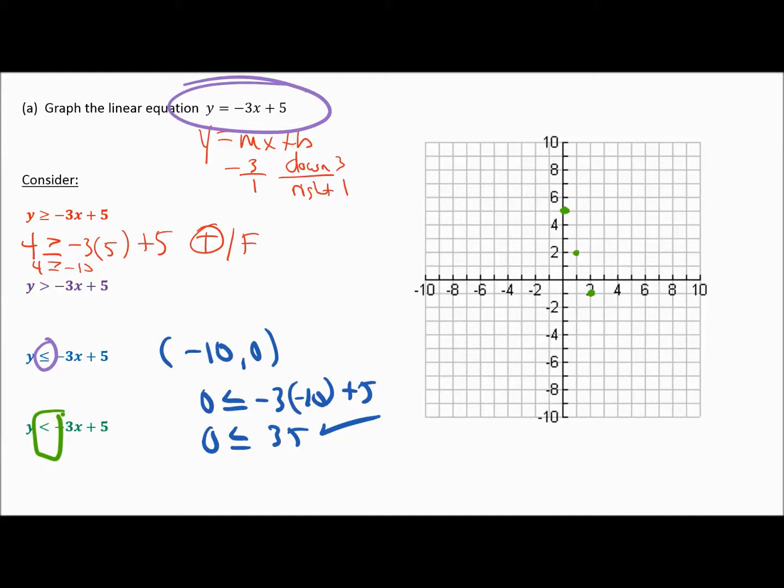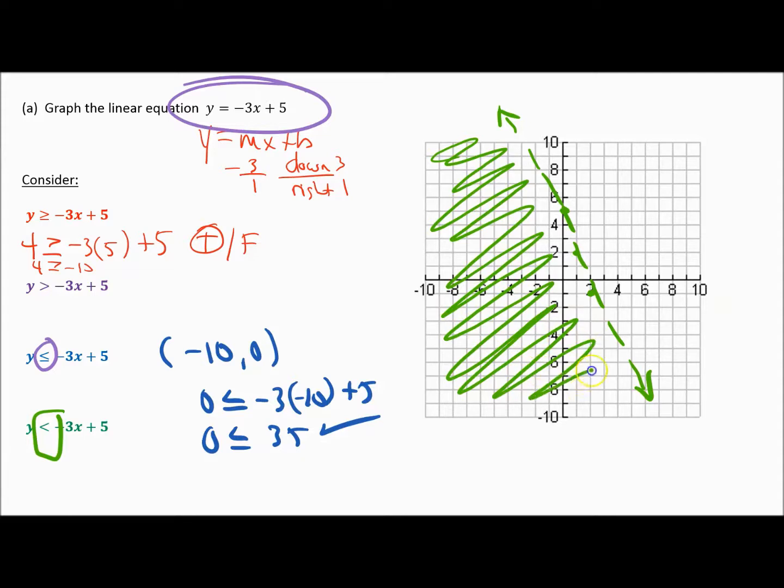But now there is no equals here. So that means when I graph this and I connect the dots, I'm doing it with a dashed line, okay? Dashed line, not a solid line, a dashed line. Now it says my y's are less than that line. Y is less than anything on that line. So all my y's less than that line are on this side. And again, I could check it and see if it's true.